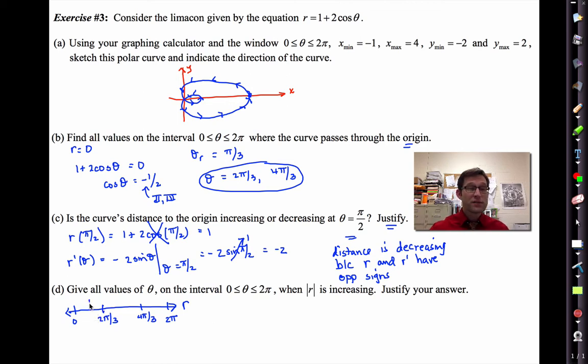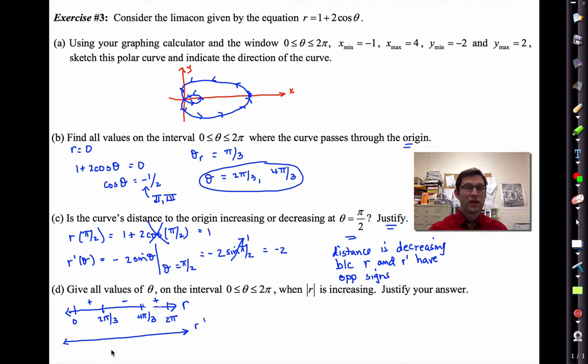We know that the radius is positive in here because we've tested pi over 2. If I chose some value in here, a good choice would be pi, what I would find is that the radius would be negative. And if I chose some value in here, like 3 pi over 2, the radius would be positive. So there's my radius. Now I'd like to stack my r prime number line.